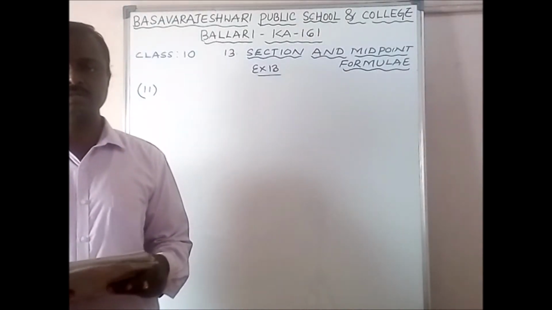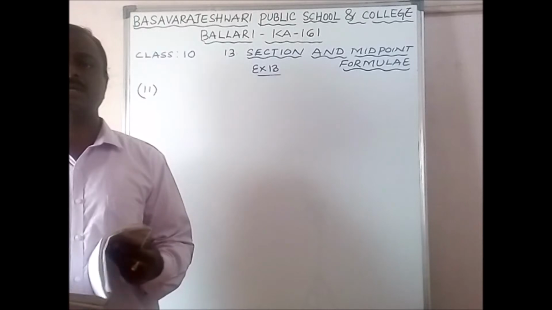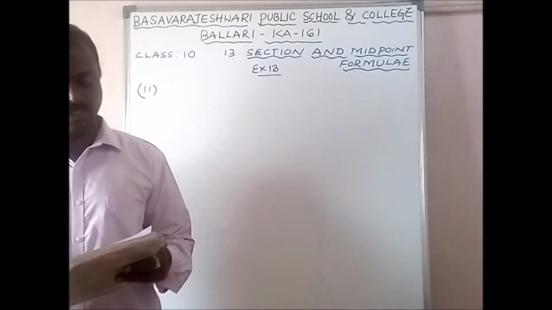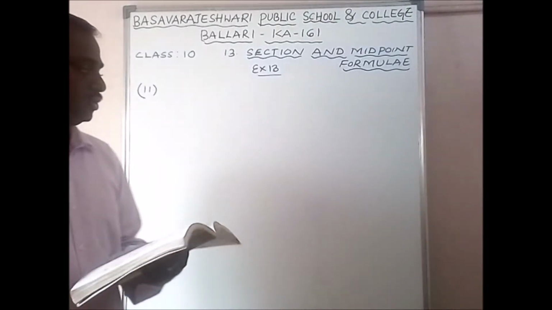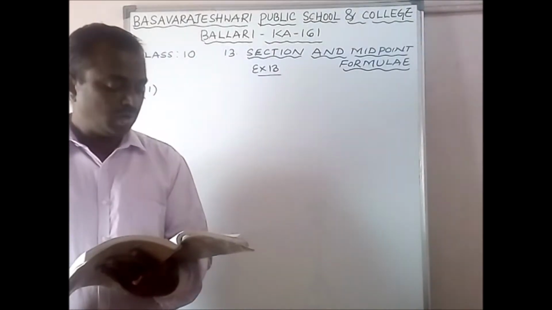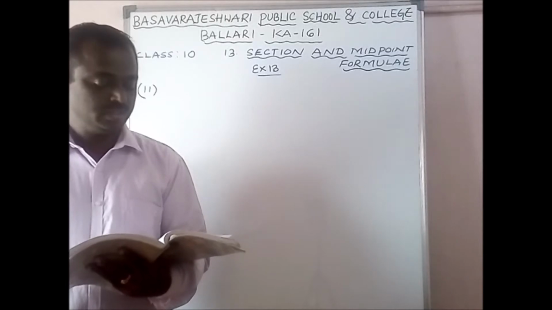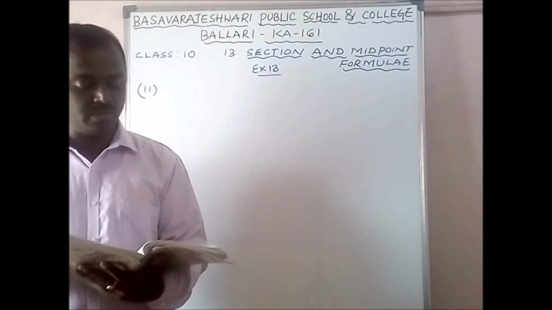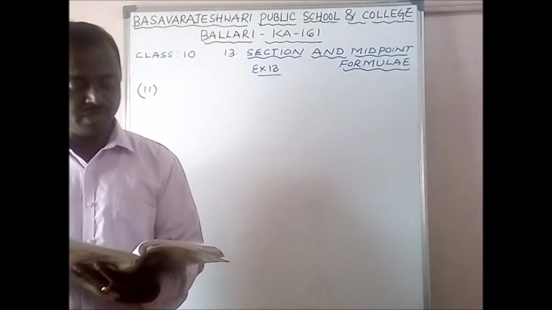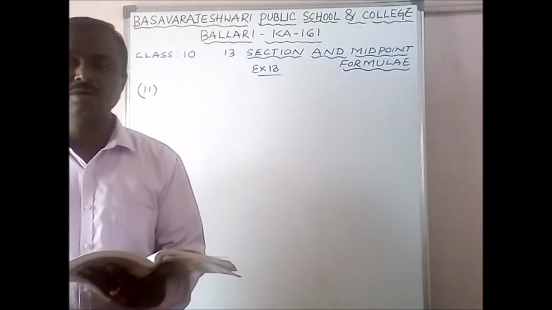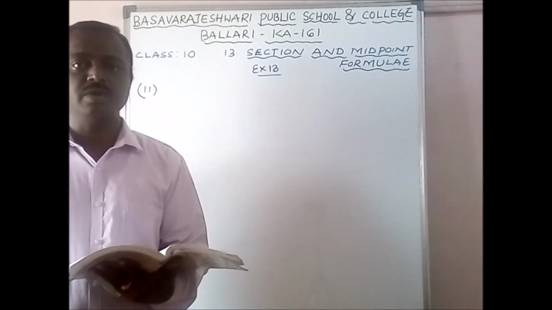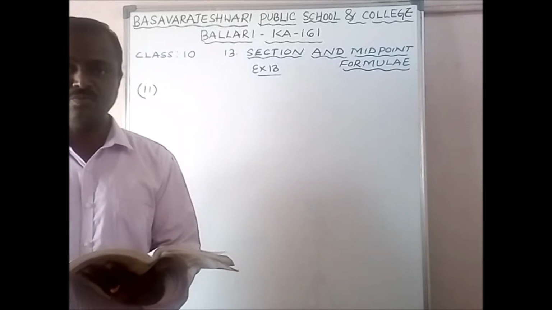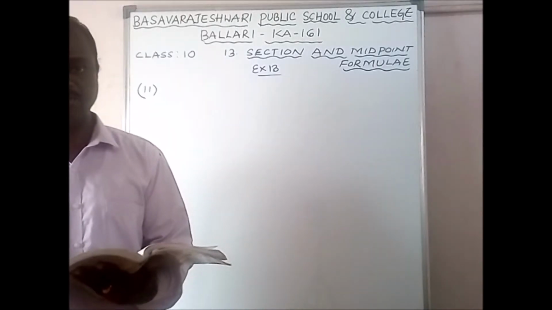Dear students, today we will start with exercise 13. In that we will start with question number 11. In what ratio does the point P (2, -5) divide the join of A (-3, 5) and B (4, -9)? That means we have to find the ratio in which P divides the line AB.